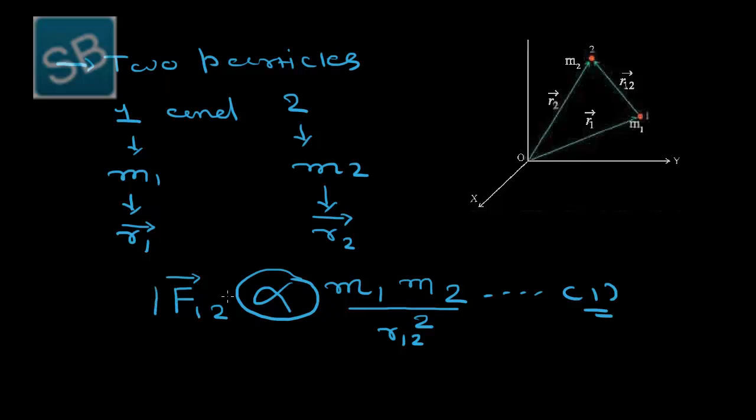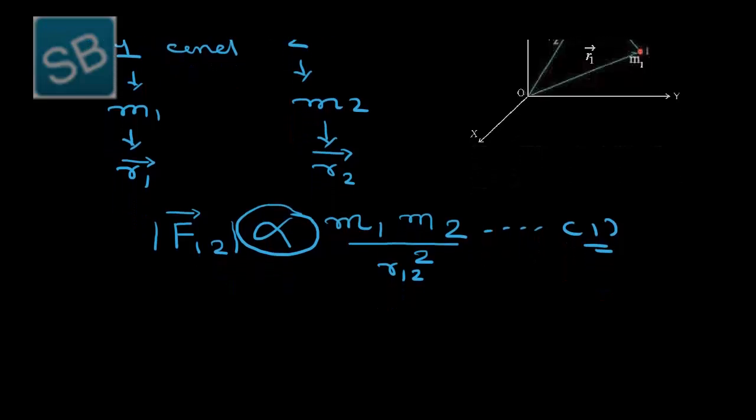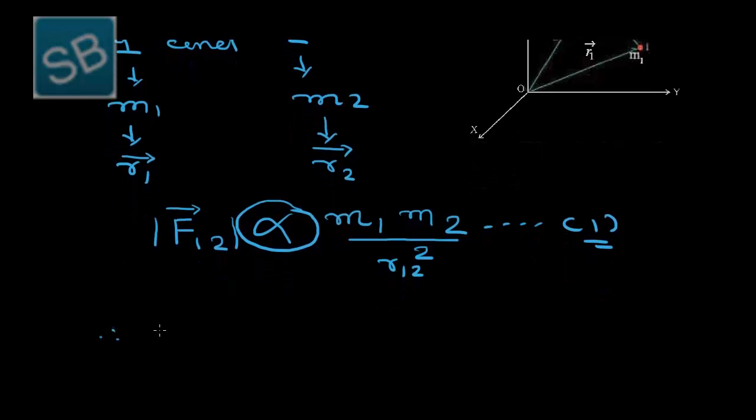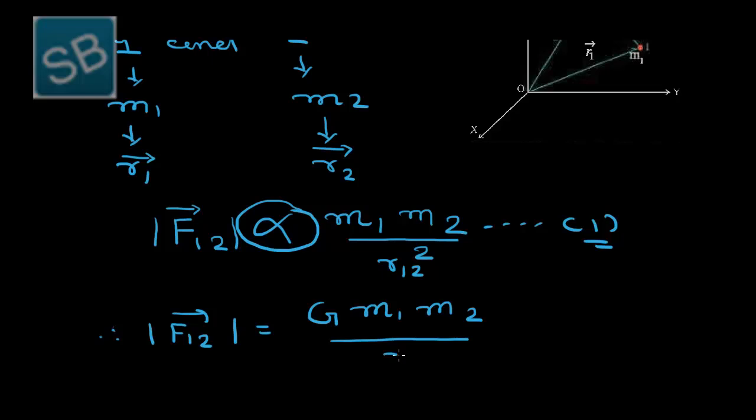So this is the first relation, and you know very well that if I remove this proportionality and want to find the magnitude of the force, then I have to put in a proportionality constant, and the proportionality constant which I am putting is capital G. And remember, this capital G is the gravitational constant. Now instead of r12, generally I write the result as small r. And so this is equation number 2.